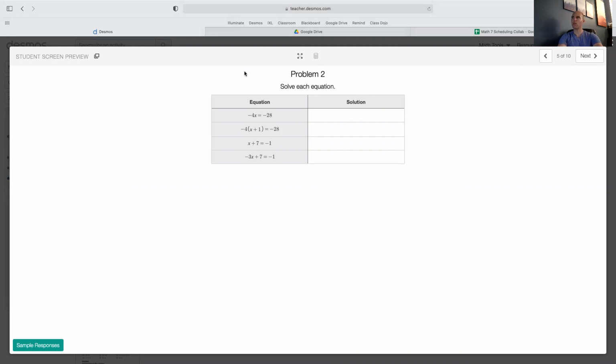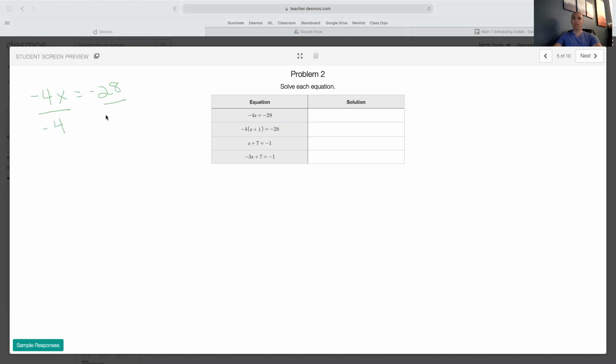So the first one, we got negative 4x equals negative 28, or in other words, negative 4 times my unknown number equals negative 28. This is called a one-step equation because it's only going to take us one step to solve. There's only one operation happening to the variable. It's being multiplied by negative 4. So I'm going to do the opposite operation. I'm going to divide by negative 4. I'm going to use a fraction bar to represent division.